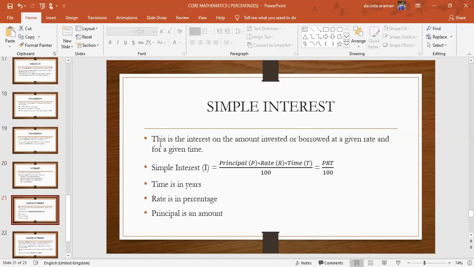Now, simple interest is the interest on the amount invested or borrowed at a given rate and for a given time. Therefore, simple interest is equal to the principal times the rate times the time over 100, that's PRT over 100, where time is in years, rate is in percentage, and principal is the amount.